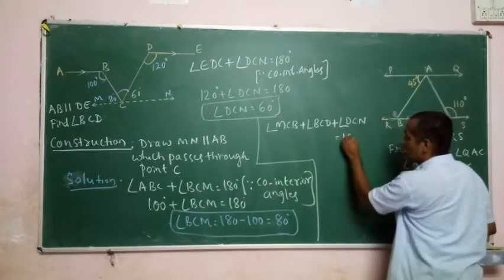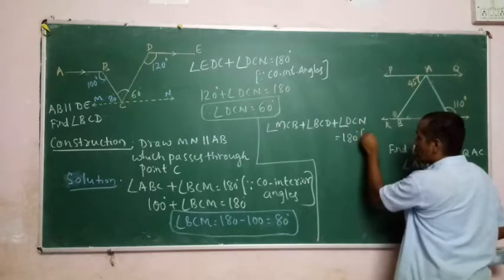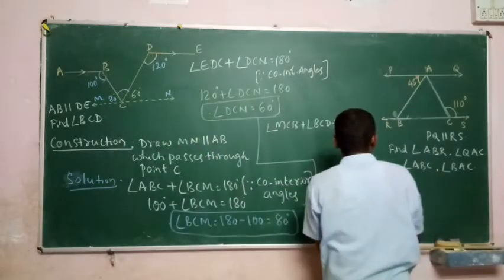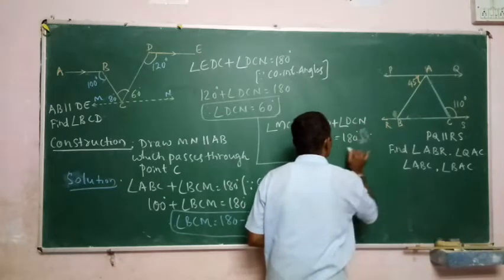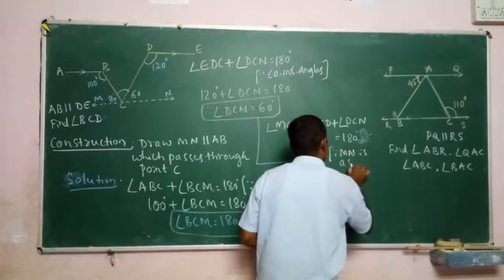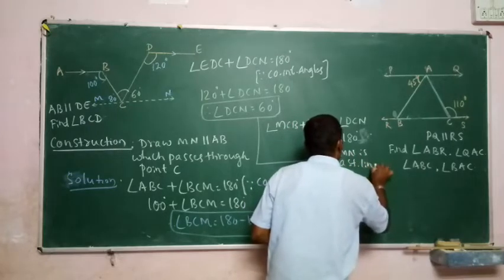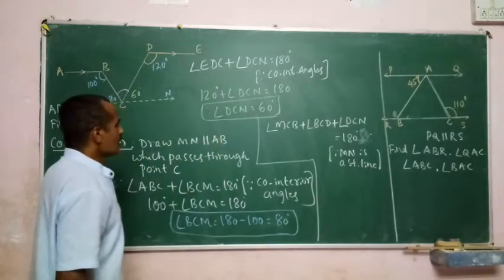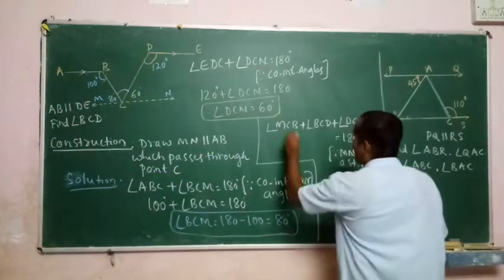DCN is equal to 180 because MN is a straight line. I will write the reason here: this is because MN is a straight line. Okay, what are the angles known to you?